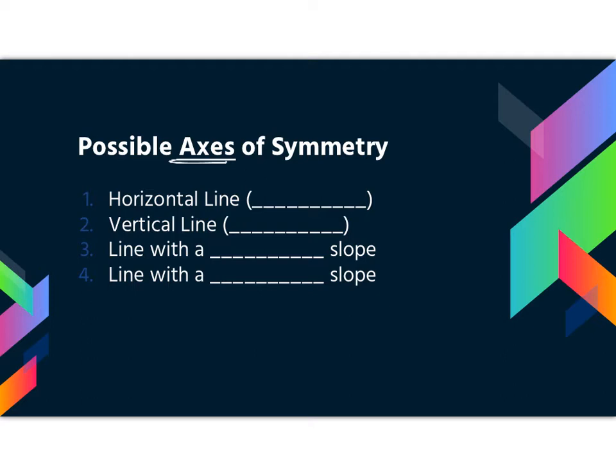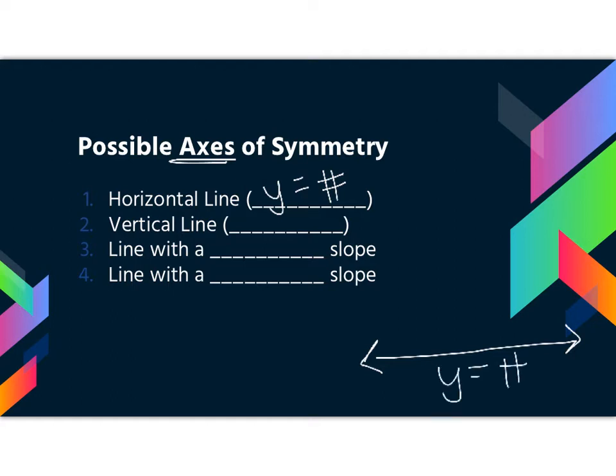So one of those axes of symmetry could be a horizontal line. And when you see horizontal lines, those are when you have y equal to a number. Those are horizontal because y is always the same height, right? So x is always changing. So that's how you have a horizontal line.